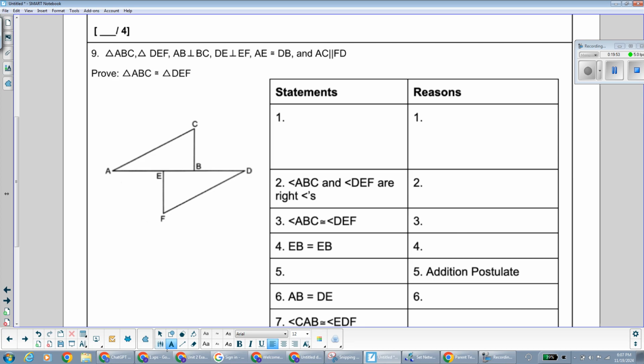We need to prove the two triangles congruent. That's what the proof statement says. I got to figure out how to do that. Number one is always given. That's always what you start your proof with. Some people did not write their full givens. You do not get credit for that on the Regents exam.